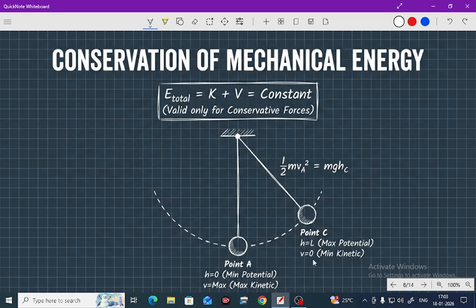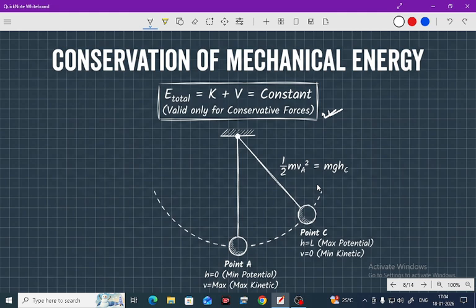Now the next important thing is conservation of mechanical energy. The total mechanical energy, kinetic energy plus potential energy, is equal to a constant. Remember this is valid only for conservative forces. I already told you that conservative forces depend only on initial and final position, are independent of path, and the work done in a closed path is 0. These are the three characteristics of conservative forces. And you see point A is here, with minimum potential and maximum kinetic energy.